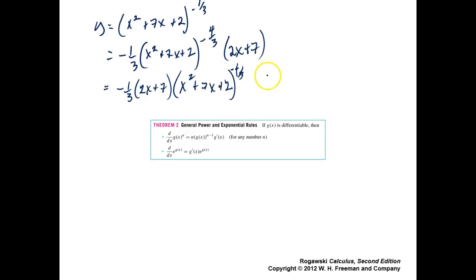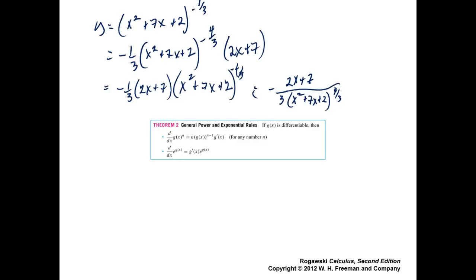Another way you could have written this is, in the numerator you have, I'm going to put the minus out front, 2x plus 7. And in the denominator, you have your 3, and you have your x squared plus 7x plus 2. And since you moved it downstairs, that will be to the 4/3 power. If it's upstairs, it's the minus 4/3 power. Downstairs, it's the 4/3 power. And then you could have written that as the cube root of that thing in parentheses, raised to the 4th power, but I don't see any reason to go any further.